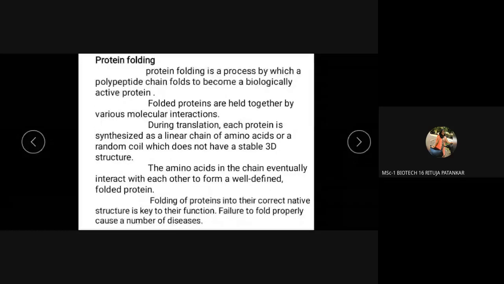Then during translation, each protein is synthesized as a linear chain of amino acids, or a random coil, which does not have a stable 3D structure, and they don't show any specific function. The amino acids in the chain eventually interact with each other to form a well-defined folded protein. Folding of a protein into its correct native structure is key to its function. Failure of folding causes a number of diseases.